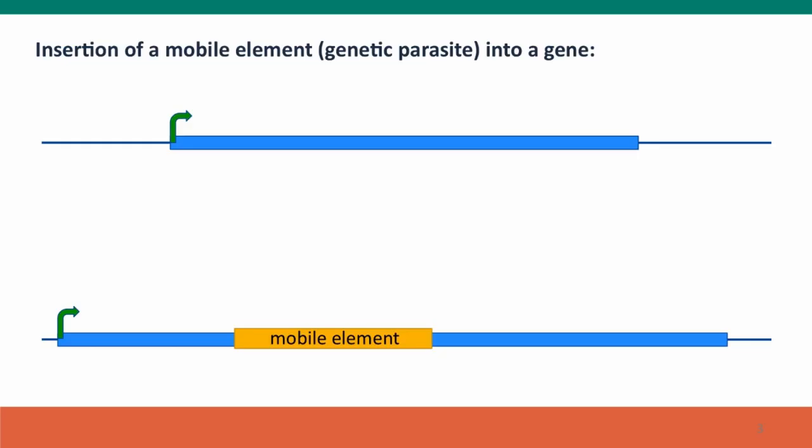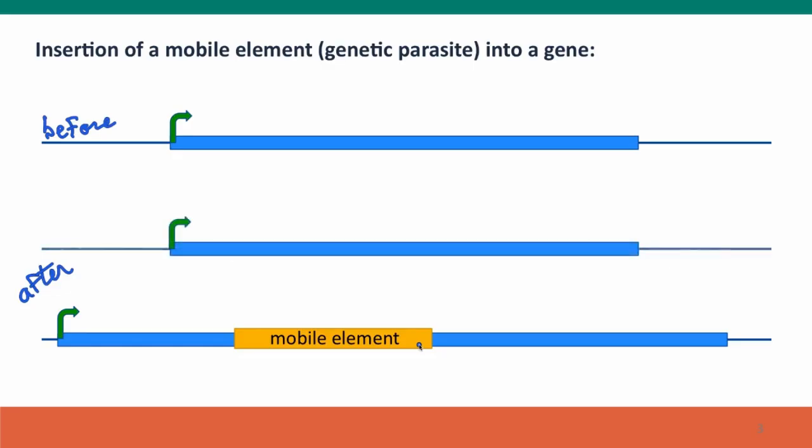Now, we'll start with insertion of a mobile genetic element. And here I've shown the before and after of an insertion of a mobile element, what we referred to in earlier slides as a genetic parasite, into a gene. Now, these mobile elements can insert anywhere in the chromosome, but here I've drawn it inserting into a gene. And to give you a sense of how this works, I've made a little animation.